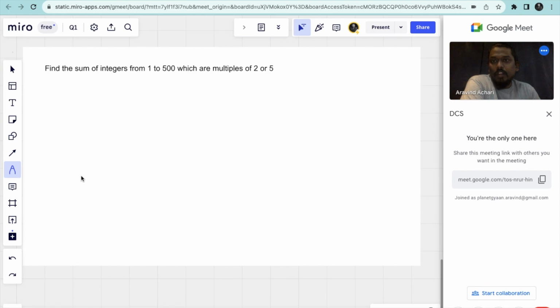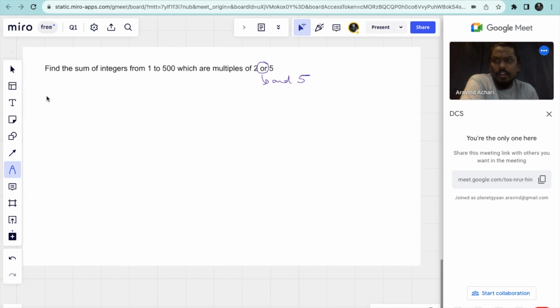So the question is, find the sum of integers from 1 to 500 which are multiples of 2 or 5. Okay, so the important part over here is "or". This can also be asked in this way, wherein sum of integers from 1 to 500 which are multiples of 2 and 5. So it should be multiples of both 2 and 5, but here the question is 2 or 5. Okay, so when it is 2 or 5, let us do one thing.